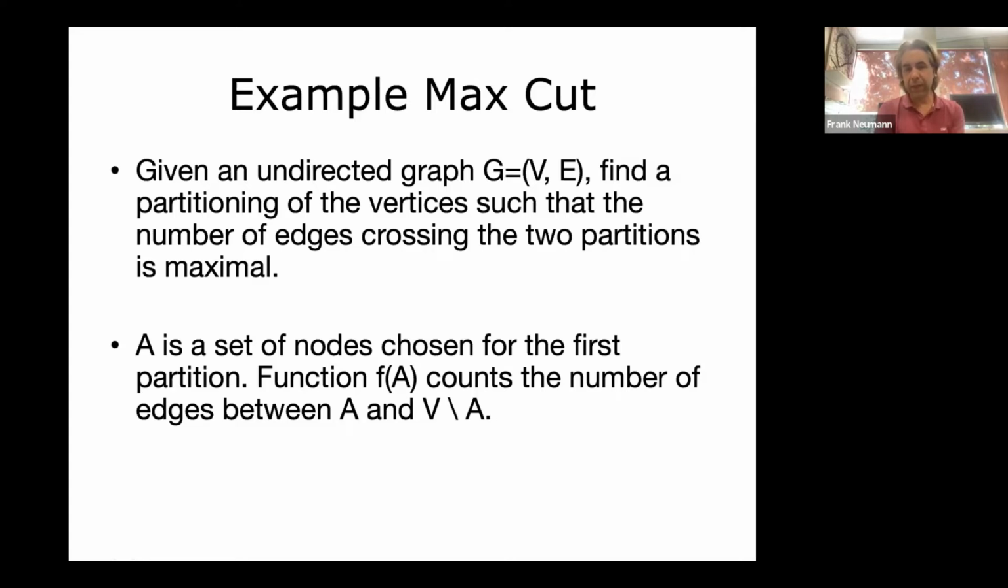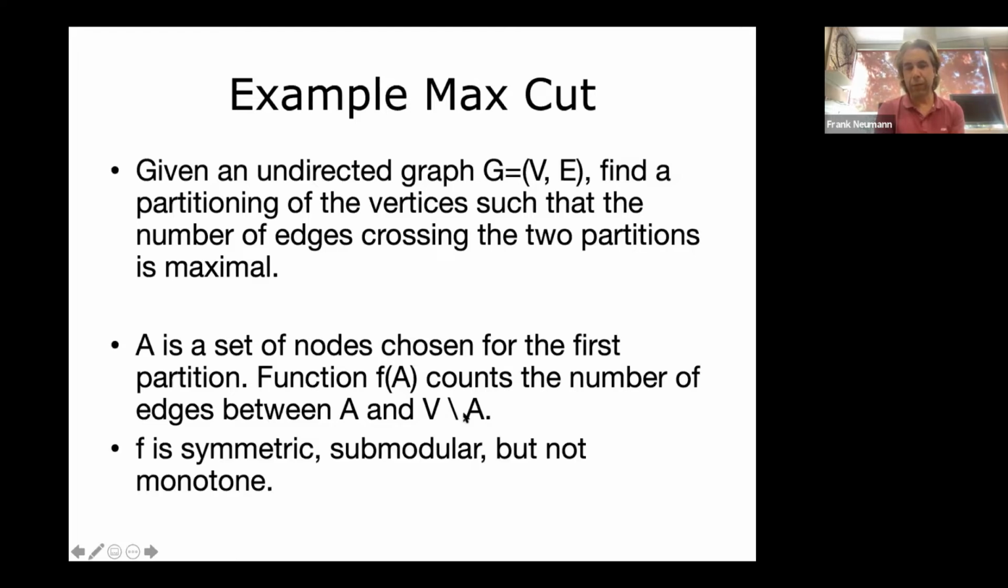So what you can see here is it doesn't matter whether you select A or V without A, so the function is symmetric. It's also submodular, so you're not gaining more if you already have a superset of A and you add elements, but it's not monotone, because if you are adding elements one after the other, then all the nodes get into the partition A, and in the end, you are not ending up with any edges between the nodes. Okay.